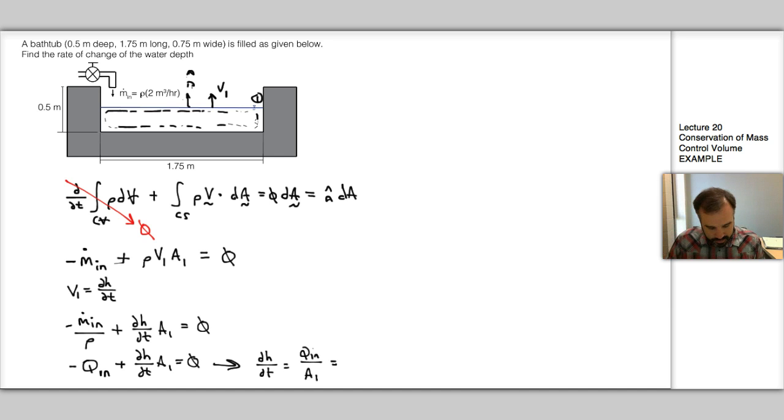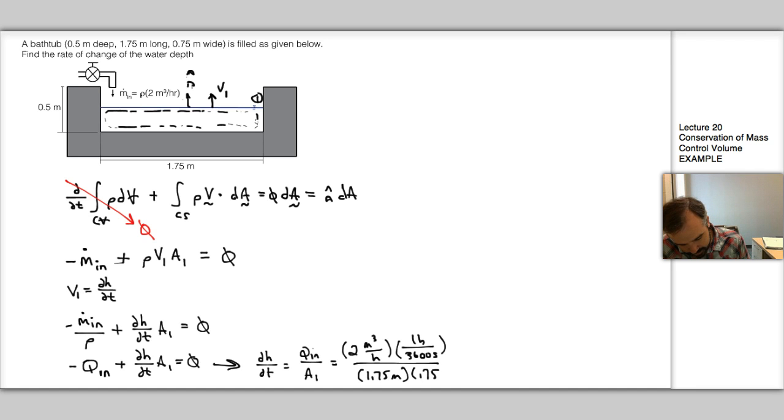We can plug in our numbers there. So we have 2 meters cubed per hour. We need to convert that into seconds, so we multiply by 1 hour over 3,600 seconds. Divide that by our area, which is 1.75 meters times 0.75 meters, the length times the width, and we end up with 4 times 10 to the minus 4 meters per second.